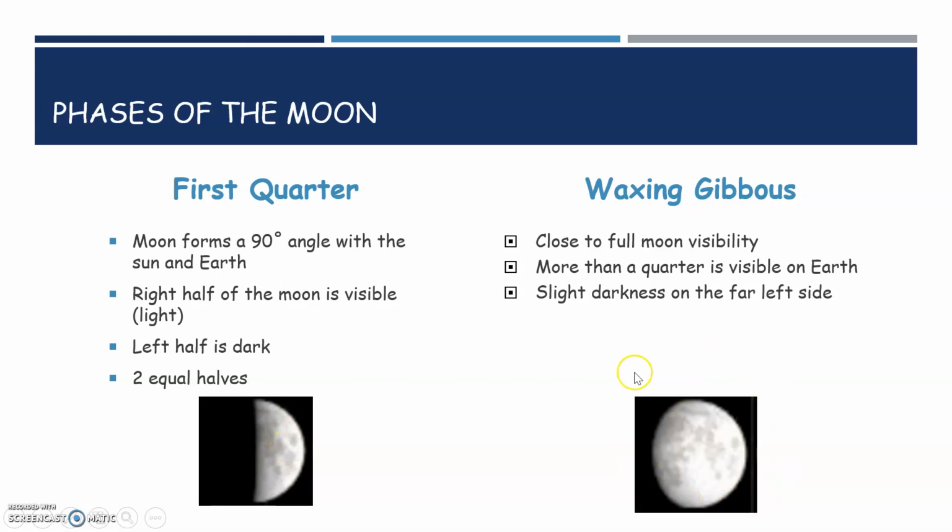The waxing gibbous is the last stage where we are growing or gaining light. It's close to the moon's visibility being full, and more than a quarter is visible now on Earth, meaning you see almost all of it, but not quite. There's a slight darkness over here that would make the whole thing be a perfect circle.